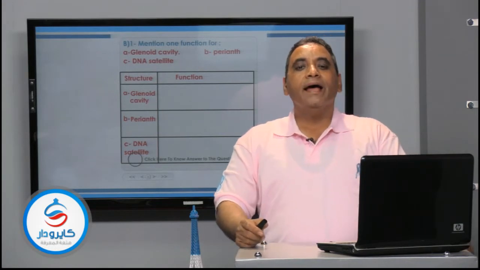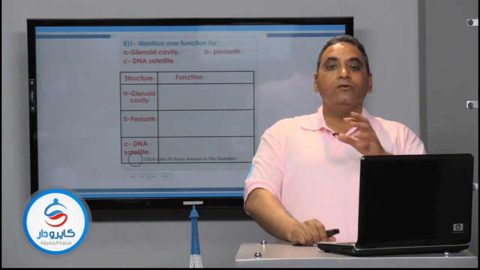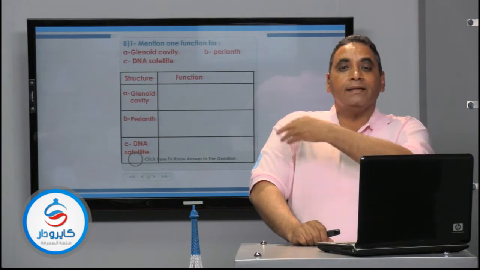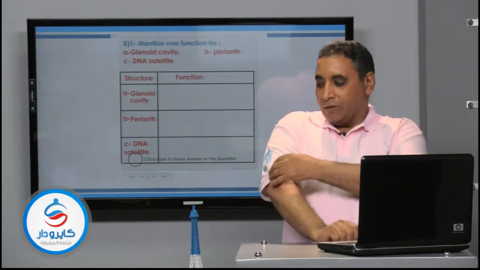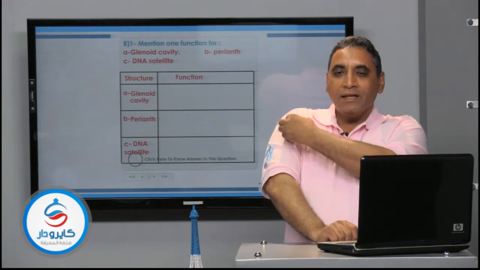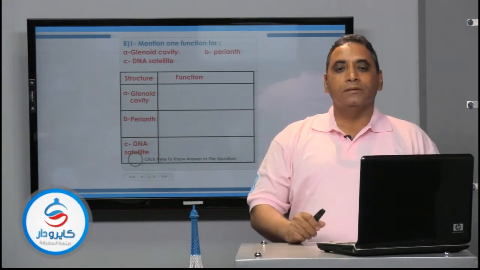In the case of the glenoid cavity, the glenoid cavity is a cavity that is located in the scapula bone, where the head of the humerus fits inside it to form the shoulder joint.